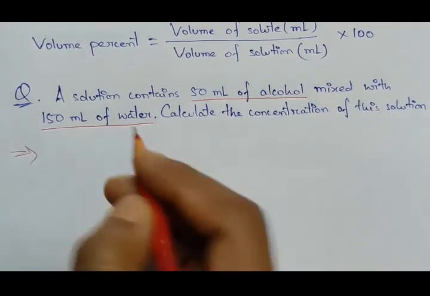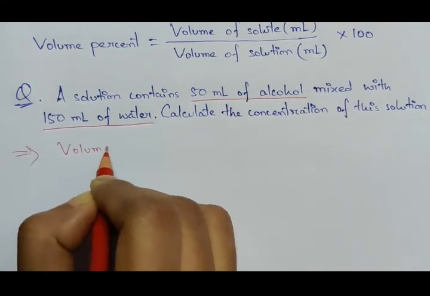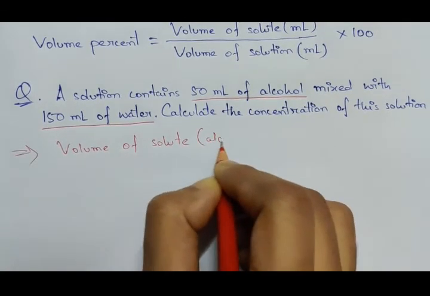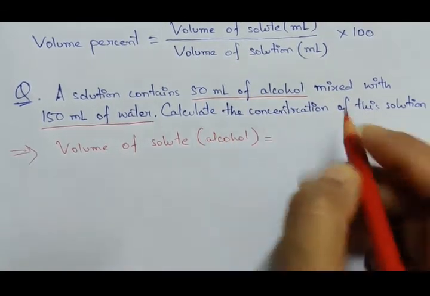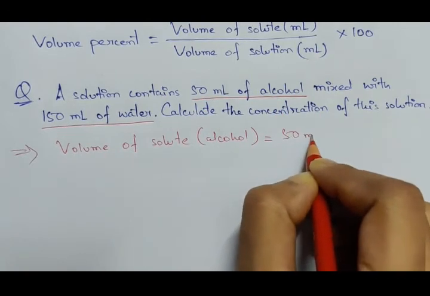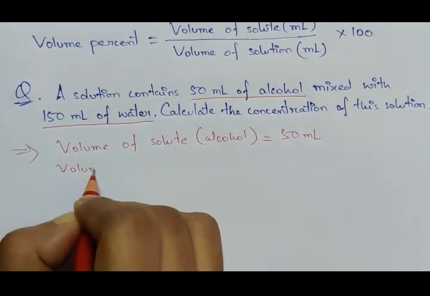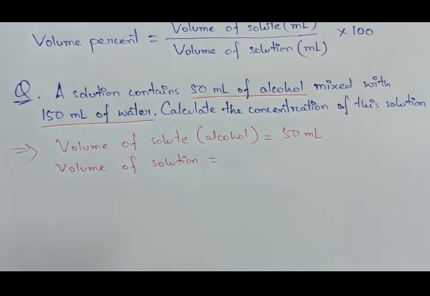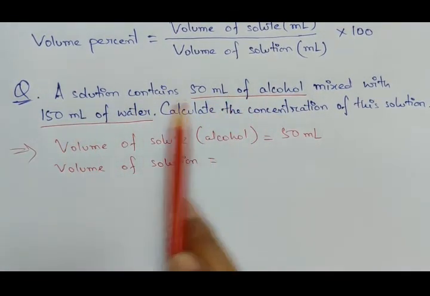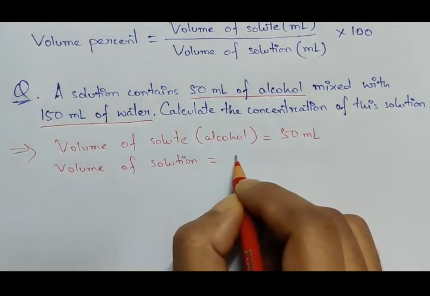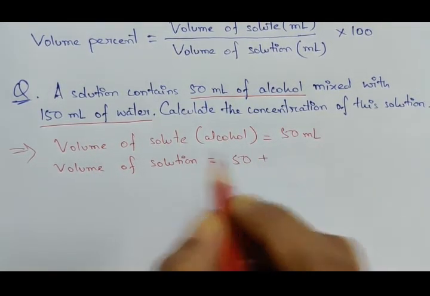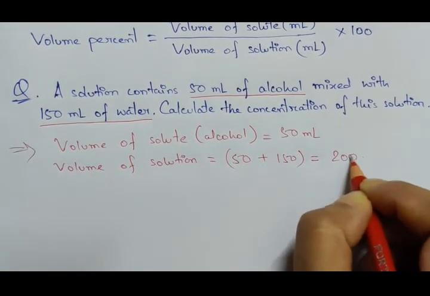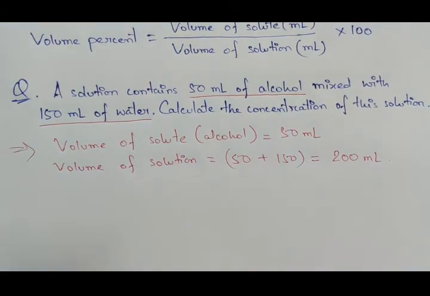So here, volume of solute, that is alcohol, it is 50 ml, and volume of solution, it is the sum of these two, solute and solvent. So volume of solute is 50 and volume of solvent is 150. So it is 200 ml. Okay, now we will find out the volume percentage.